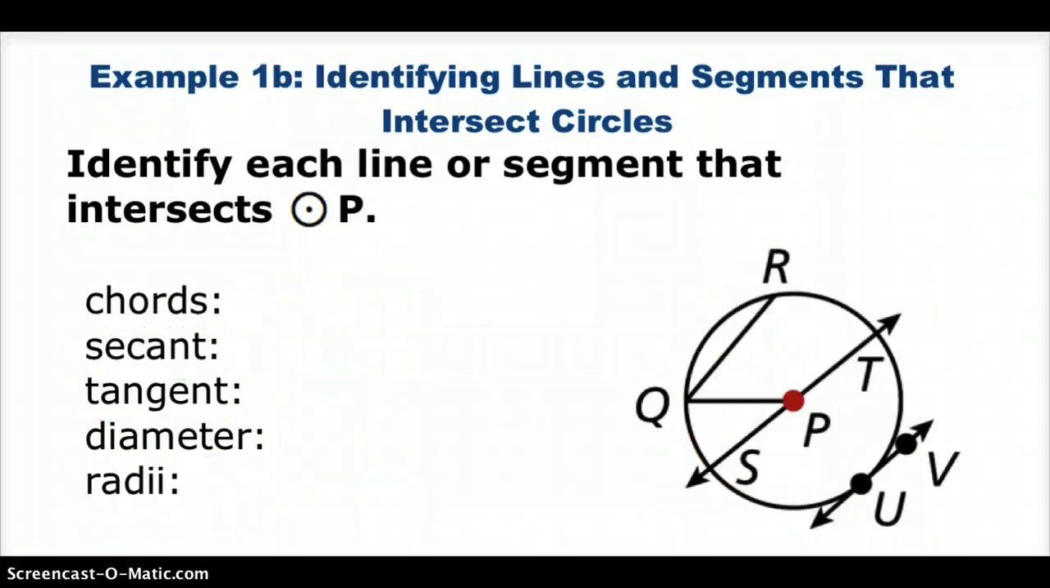Remember our chords here, maybe I'll do purple for this one this time. Our chords, again, are segments that connect 2 points on a circle. So I could call this a chord. I could call this a chord. Could I call anything else? Nope. So my chords here are going to be segment ST and segment QR.